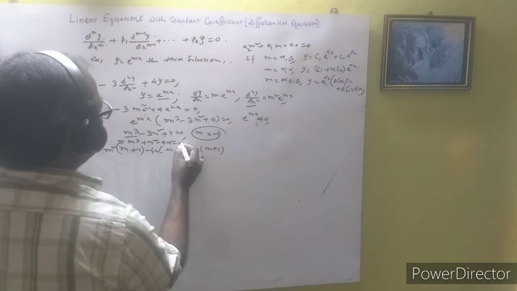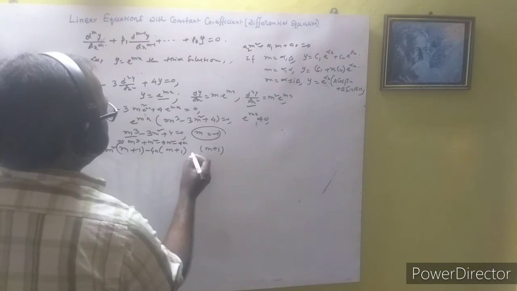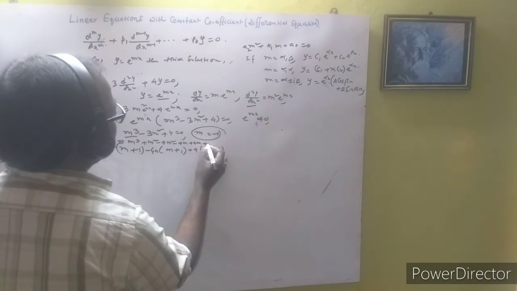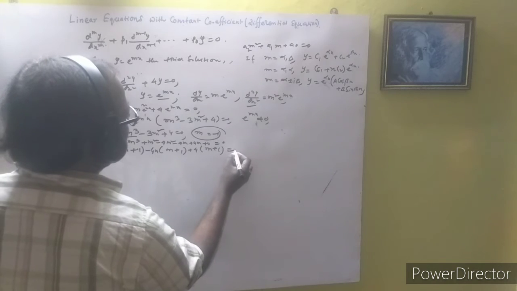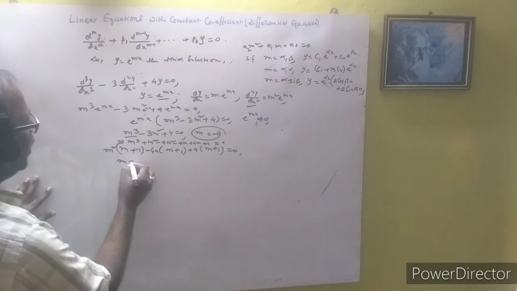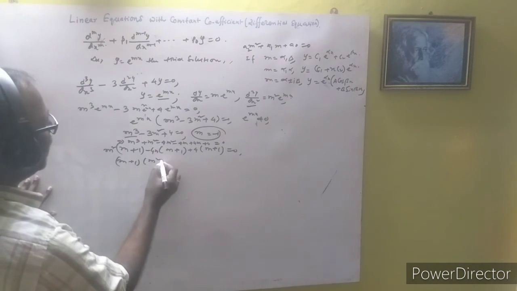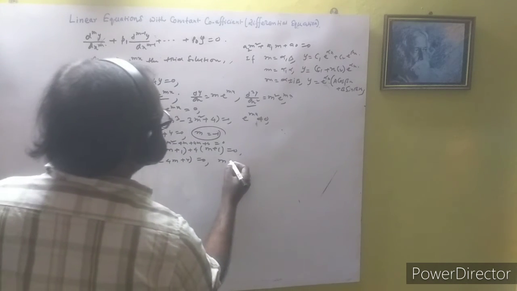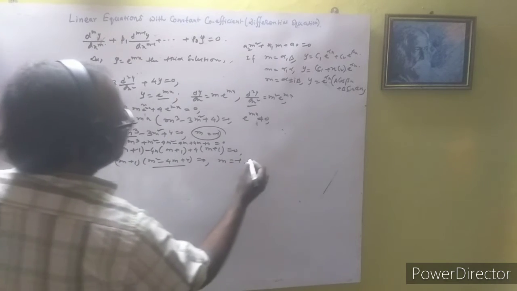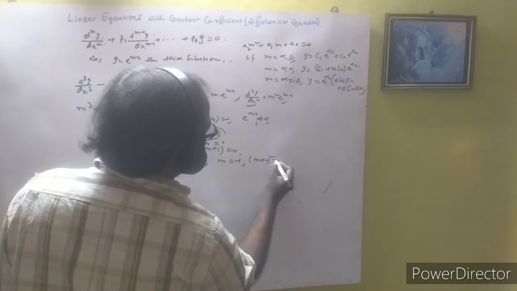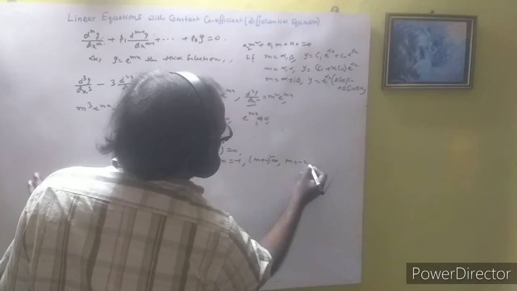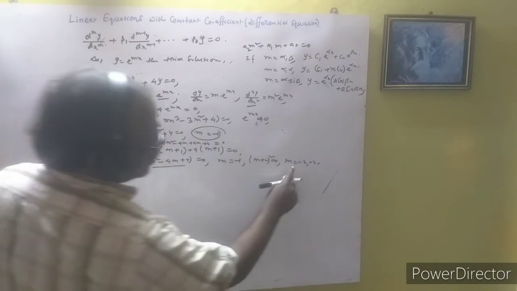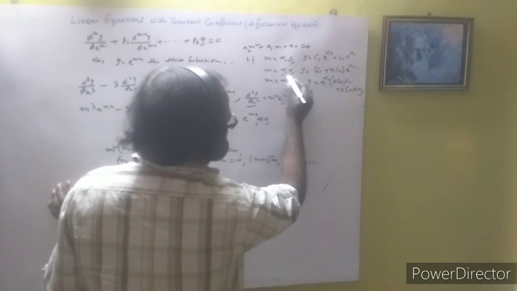Okay, minus 4m, but plus 4m plus 4, and this is equal to 0. So m plus 1 and m square minus 4m plus 4, so then we get m equal to minus 1, and this is the square, so that is m plus 2 whole square equal to 0, so we can write here minus 2, minus 2. Okay, and for the same solution we can write like this pattern.